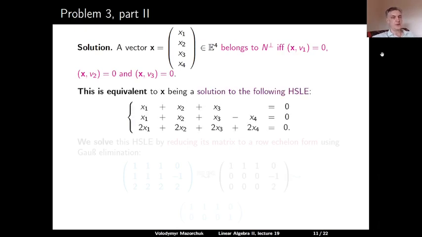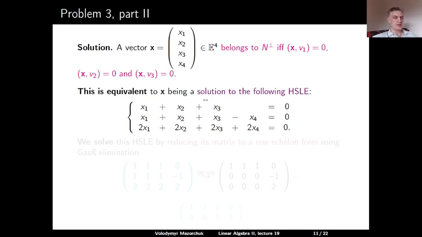This we can write as the following system of linear equations. So this is a homogeneous system of linear equations. That x is orthogonal to V1 is equivalent to saying that x1 plus x2 plus x3 is equal to 0. That x is orthogonal to V2 means that x1 plus x2 plus x3 minus x4 is 0, and that x is orthogonal to V3 means that 2x1 plus 2x2 plus 2x3 plus 2x4 is equal to 0. So x belongs to the orthogonal complement to N if and only if x is a solution to this homogeneous system of linear equations.